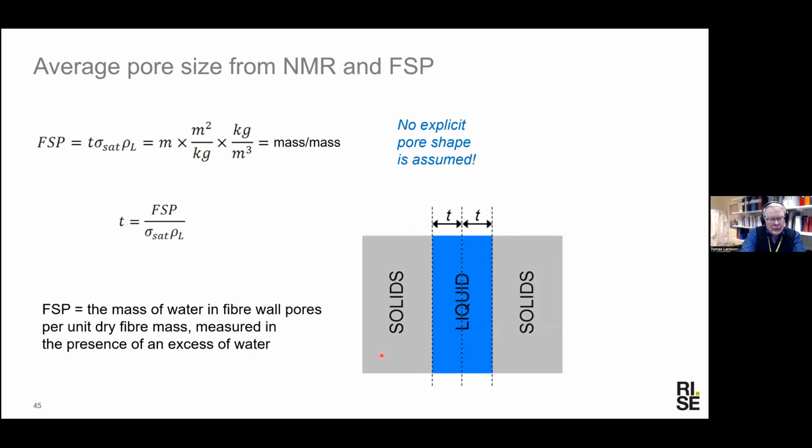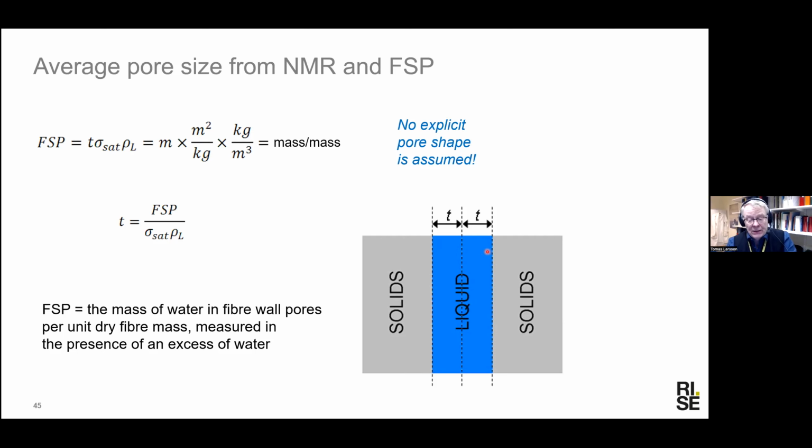But the point is that this is the thickness that the water layer will have if you smear that water over all the surface area. And that's, as the picture here indicates, half the pore size. And we can compute an average pore size of the fiber wall even without having to assume any particular pore shape. Since we can combine these two techniques, they have the sample in pretty much the same conditions, and the measurement results are immediately comparable.